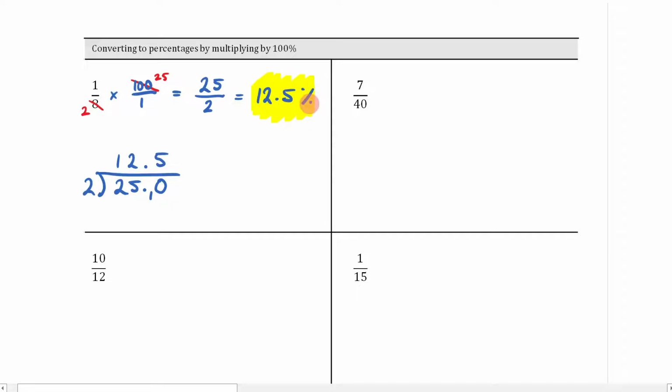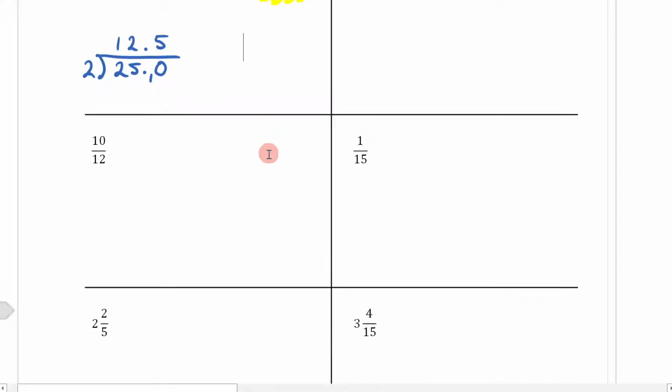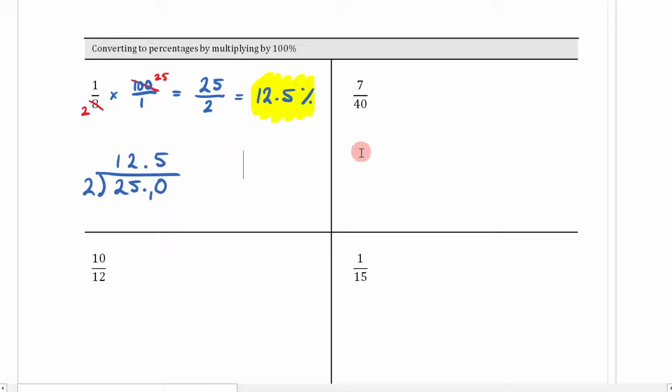So hopefully you can see the steps that we followed there. We first times it by 100 over 1. We simplified. We multiplied across. And then we did a bit of short division to get our answer. We're now going to do it a lot more times. So if you're still a bit fuzzy, hopefully by the end of this, you'll be more comfortable. But remember, if you're not comfortable by the end of all this, reach out to me and we can have a chat.